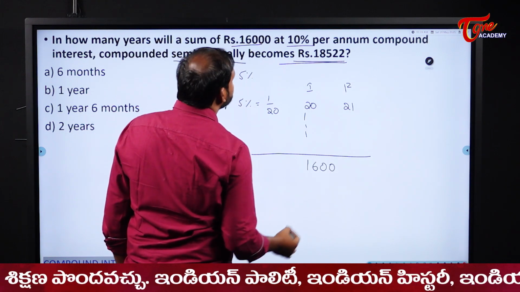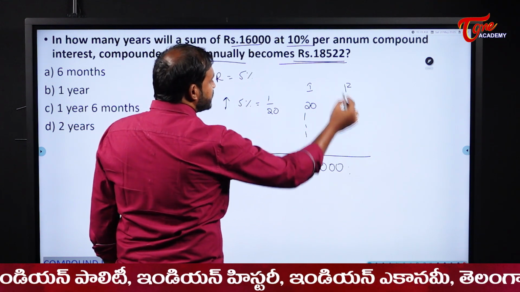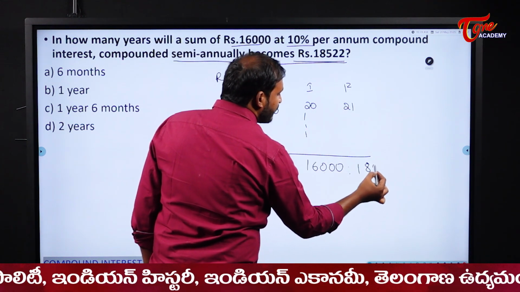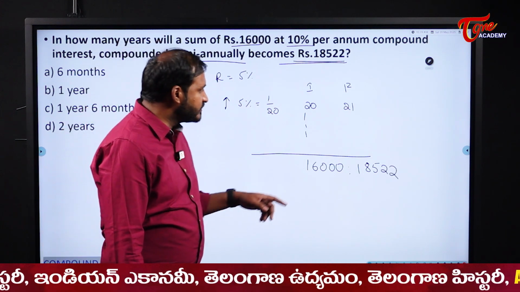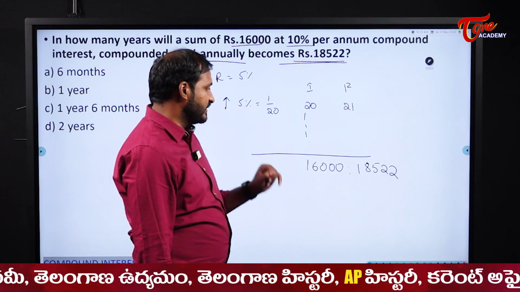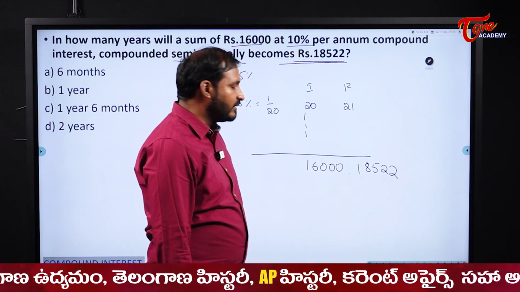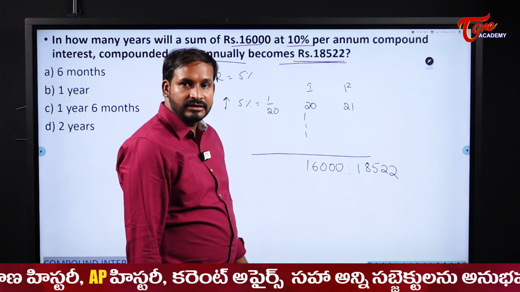Like this it happened for multiple times and finally it became 16,000. Okay, it became 16,000. When it comes to this one, it became what? 18,522. Now please observe here, students, how 20 can become 16,000. That is first thing. And how 21 can become this value. Please think in that manner. If you didn't get the idea, okay.